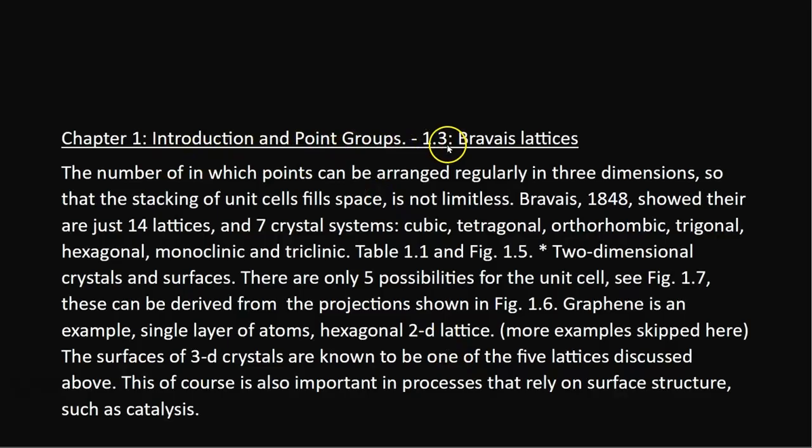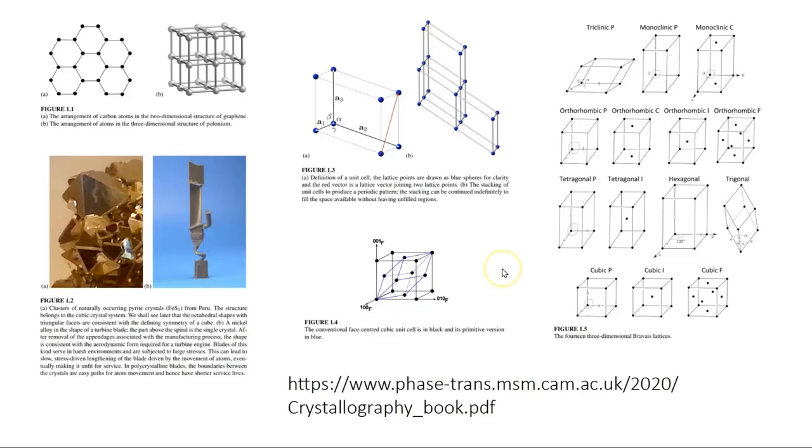Then paragraph 1.3, Bravais lattices. The number of ways in which points can be arranged regularly in 3 dimensions, so the stacking of the units is not limited. Bravais in 1848 showed there are just 14 lattices and 7 crystal systems: cubic, tetragonal, orthorhombic, trigonal, hexagonal, monoclinic, and triclinic. See table 1-1 and figure 1-5. You see them here.